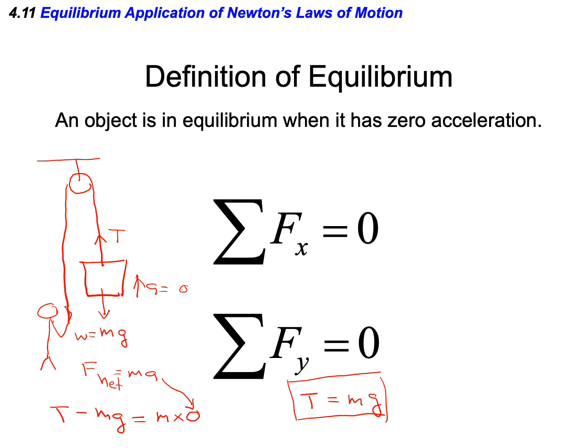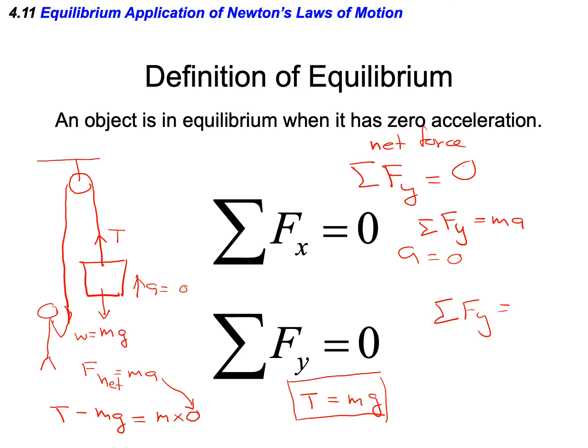So in this case, we can say the net force along the y direction is equal to 0 because acceleration is 0, because it's not moving. Fy net is equal to mass times acceleration. If the acceleration is 0, Fy is equal to 0. This is that.